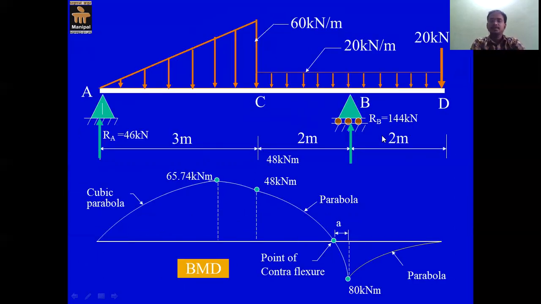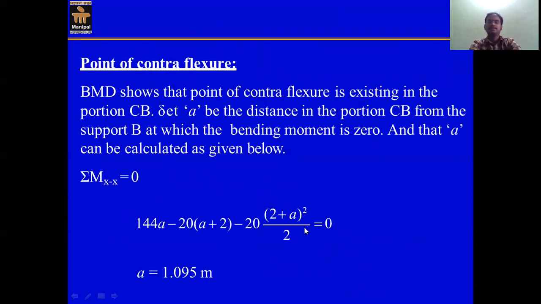Because the left side distance has increased, that is the distance a has increased, the length over which the UDL is acting is 2 plus a. So the force concentration will be 20 into (2 plus a), acting at the center point, that is (2 plus a) by 2. So this becomes 20 into (2 plus a) whole square by 2. This will give us the value of a, which is equal to 1.095 meter.